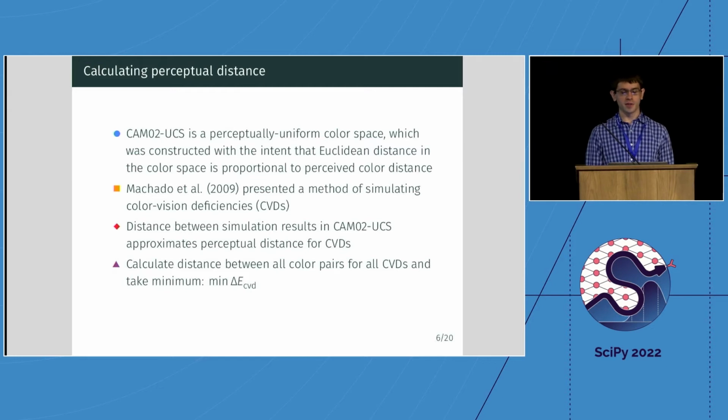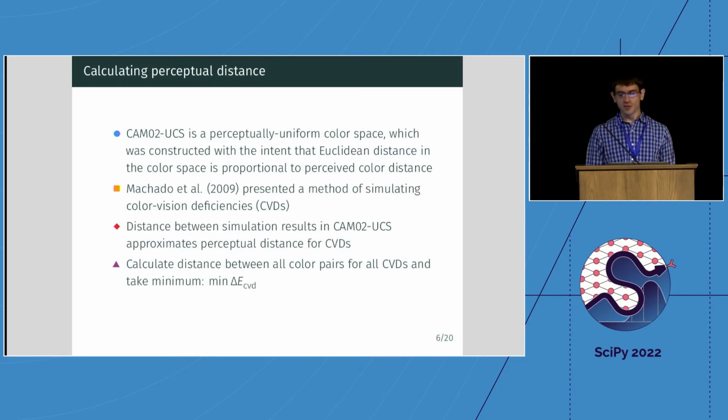So here I used a method of Machado et al. 2009, which is able to simulate anomalous trichromacy as sort of an extension of the Brettel et al. 1997 method. It creates a linear transform that you can apply to linear RGB colors to get simulated colors. So if we take the output of this simulation and apply the same sort of perceptually uniform color space distances, we can calculate the approximate perceptual distance for the color vision deficiencies.